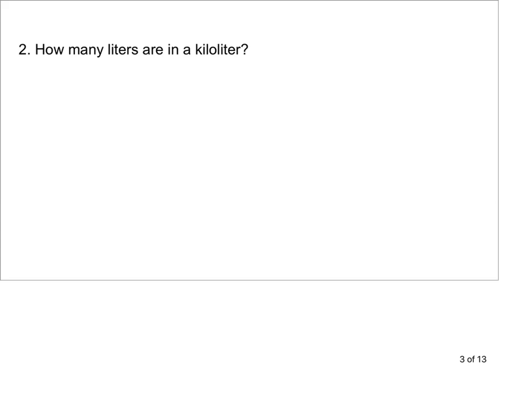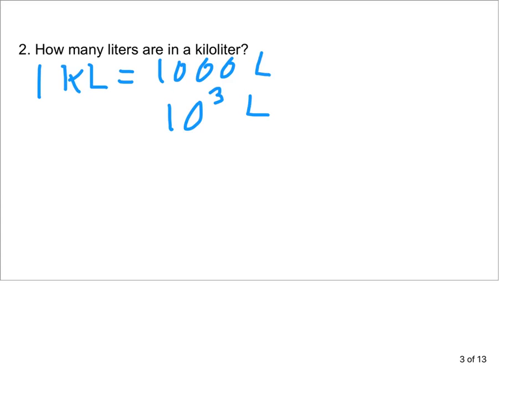Another conversion here. How many liters are in a kiloliter? So, kilo means 1,000. So 1 kiloliter is 1,000 liters, or many times again 10 to the third liters. As we do conversions, this exponential notation many times works better.